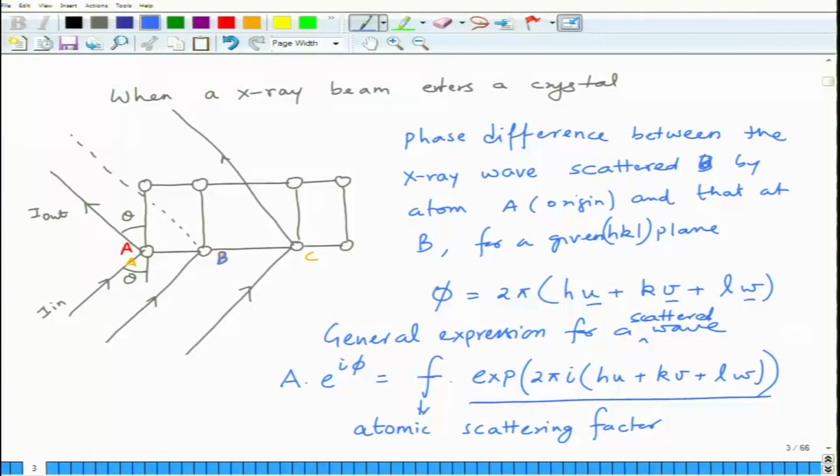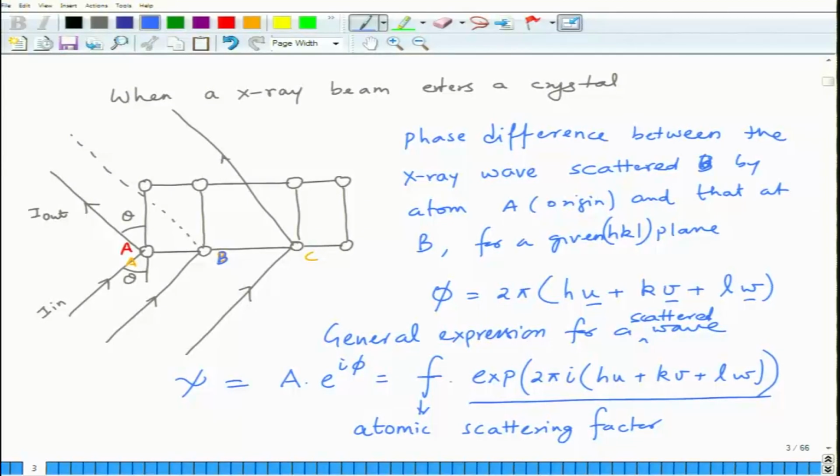So, this is the phase term, this is the amplitude term, for a given wave equation. This is nothing but psi. Psi is the wave equation, which is equal to A exponential I phi, where A is the amplitude and exponential I phi is the phase term.